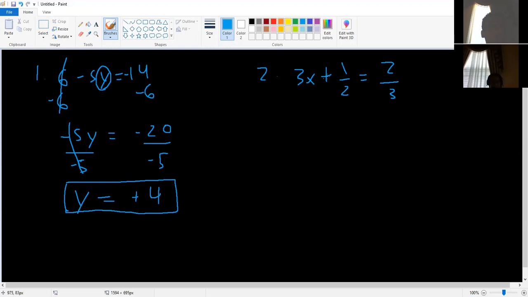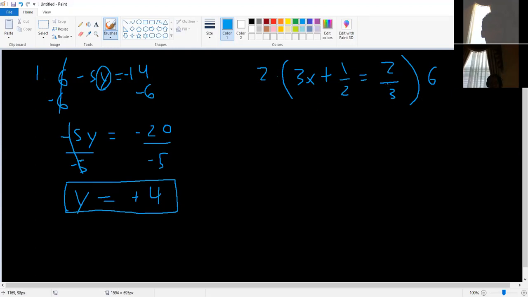Here we have 3x plus 1 over 2 equals 2 over 3. So we have fractions here. You can do it multiple ways. You can subtract 1 over 2, but I prefer to get rid of the fractions first. So you find the least common denominator. Over here it's 6, because you have 2 and 3, and 2 times 3 is 6. So you multiply the whole thing by 6.